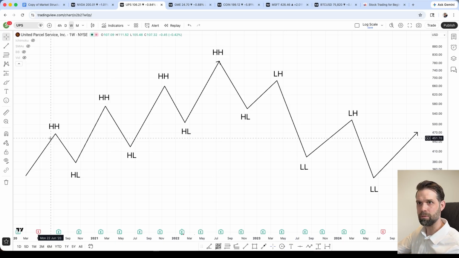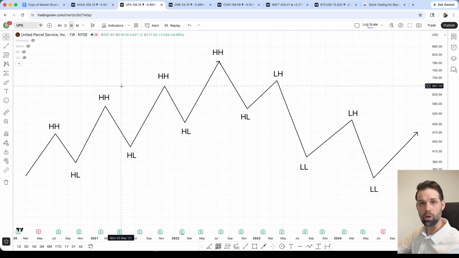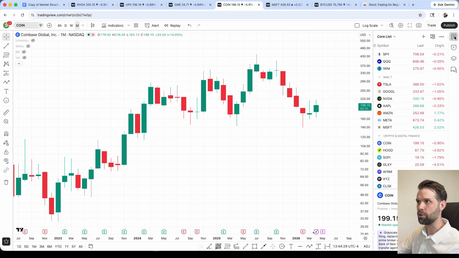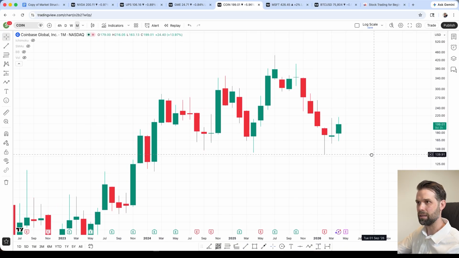It doesn't always smooth out and make perfect peaks like this. And this is really when we have to learn this important distinction between candle closes and wicks. So I'm going to jump over to a coin chart here for this demonstration, and I'm going to briefly talk about this here.